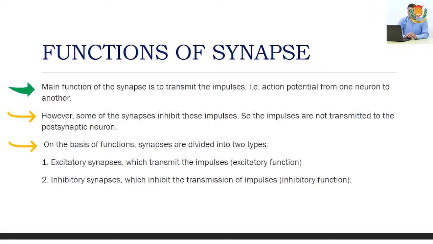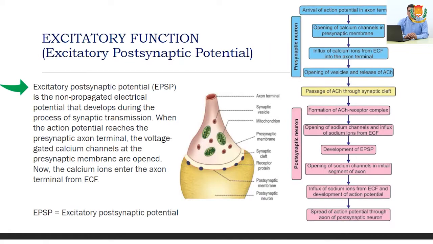Now we will discuss the first, excitatory function, or excitatory postsynaptic potential. How does the action potential transmit from the presynaptic neuron to the postsynaptic neuron? Excitatory postsynaptic potential is the non-propagated electrical potential that develops during the process of synaptic transmission. When the action potential reaches the presynaptic axon terminal, the voltage-gated calcium channels at the presynaptic membrane are opened, and now calcium ions enter into the axon terminal from the extracellular fluid.